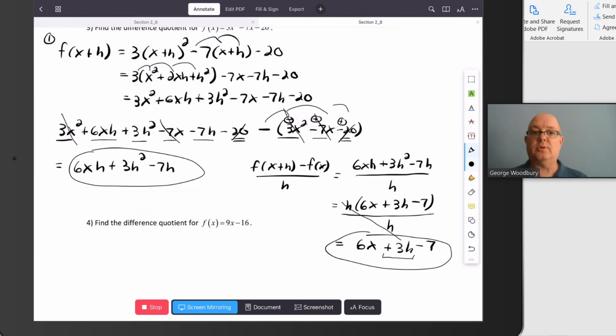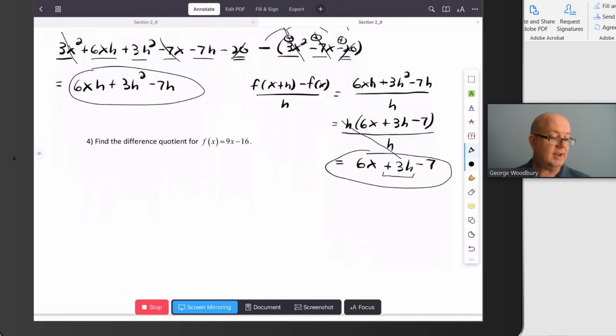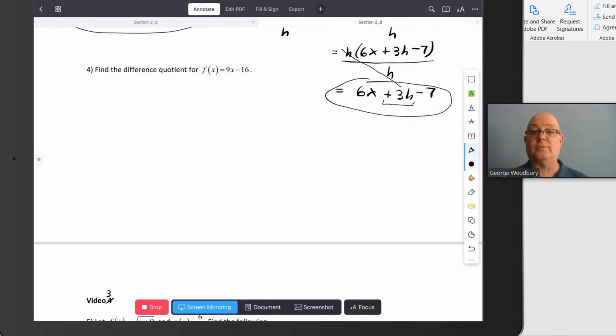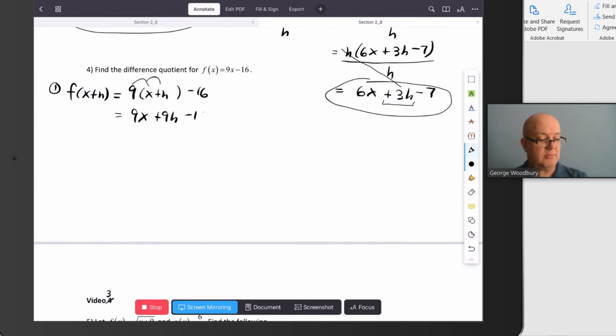I wanted to do one more of these, and this one seems a little easier, but it allows me to prove a point to you. We're going to find the difference quotient for f of x equals 9x minus 16. This is a linear function. Again, first, I'm going to find f of x plus h, which is 9, put a set of parentheses where x was, minus 16, and then put x plus h into those parentheses, distribute 9x plus 9h minus 16.